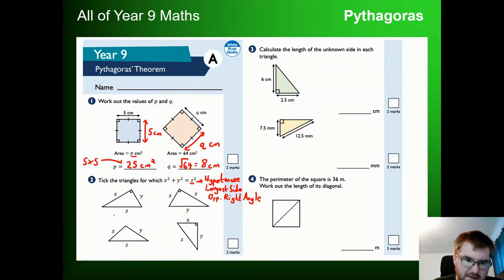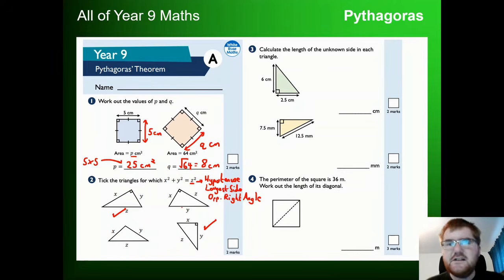So this is correct, let's tick this one because the z is opposite the right angle. Here it isn't, so we're going to leave that alone. In this case, we're not actually given the right angle, and we can't assume it, so it can't be this one either. And here it's opposite the right angle, so it's got to be this one here. So the two triangles where this formula applies are both this one and this one here.